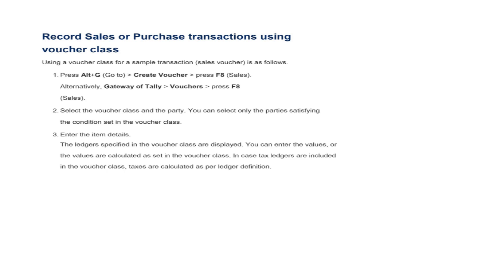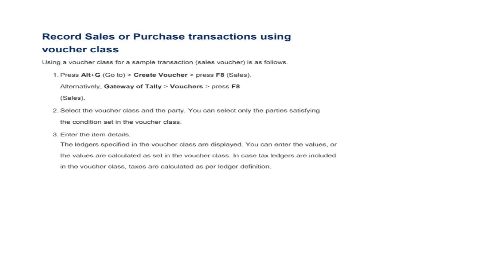Record sales or purchase transactions using a voucher class. Using a voucher class for a sample sales voucher transaction is as follows. 1. Press Alt+G, go to Create Voucher, press F8, Sales. Alternatively, Gateway of Tally, Vouchers, press F8, Sales. 2. Select the voucher class and the party. You can select only the parties satisfying the conditions set in the voucher class.